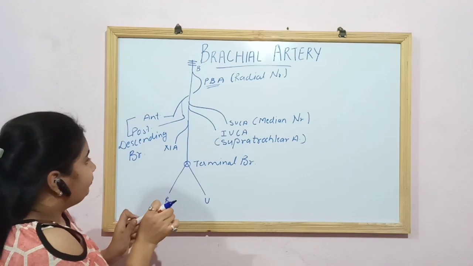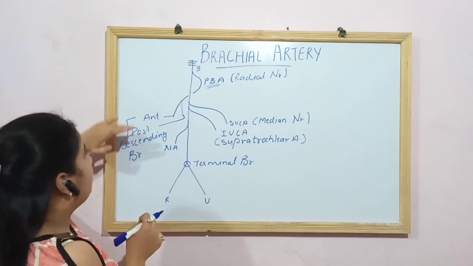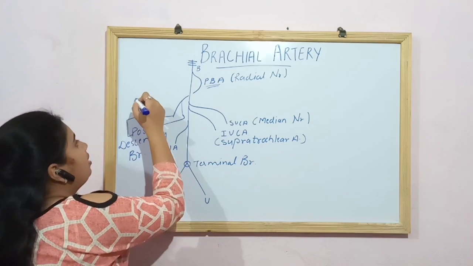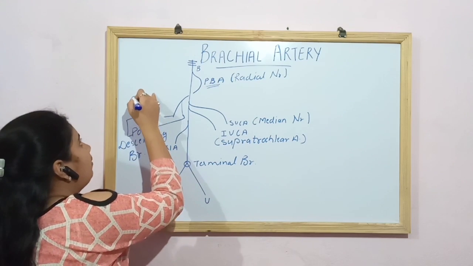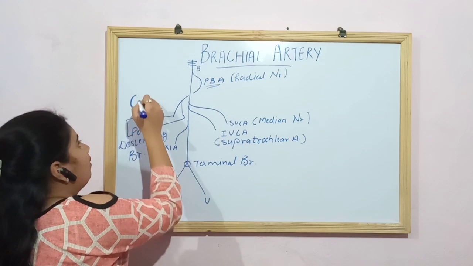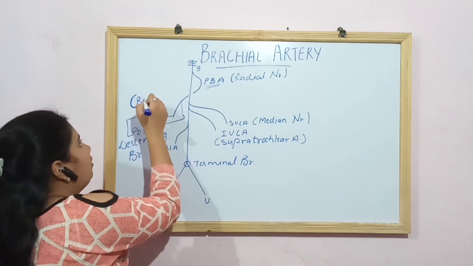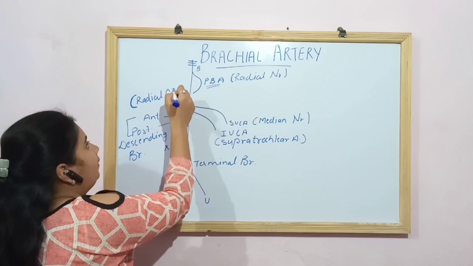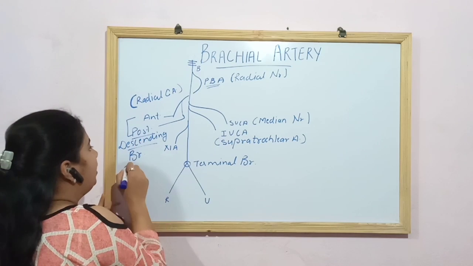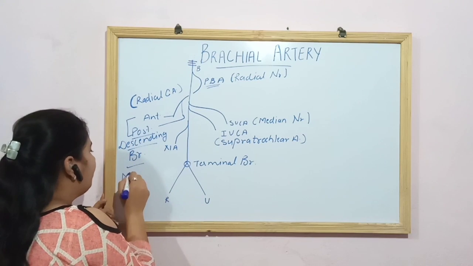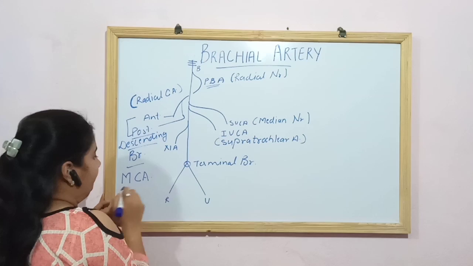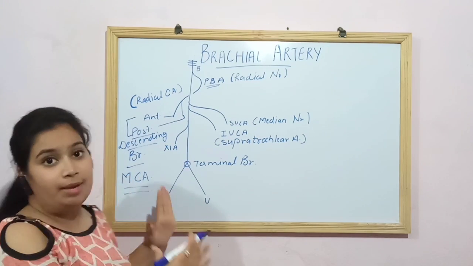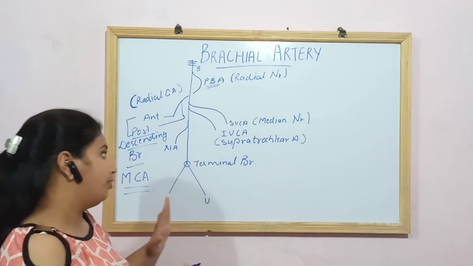Moving on, the anterior and posterior descending branches also have other names. The anterior descending branch is called the radial collateral artery and the posterior descending branch is called the middle collateral artery. So this is the diagram of the branches of the brachial artery.